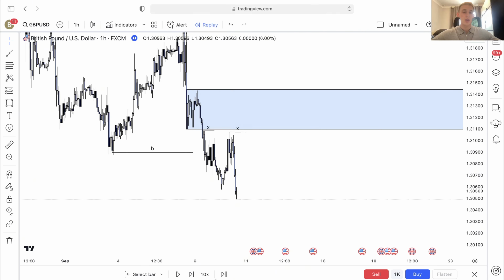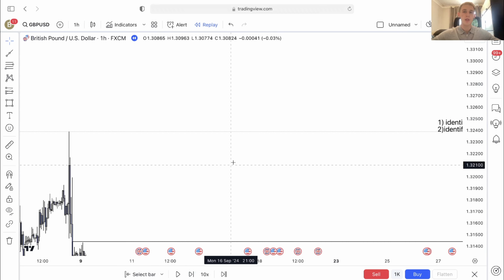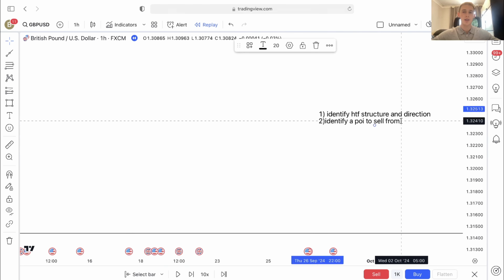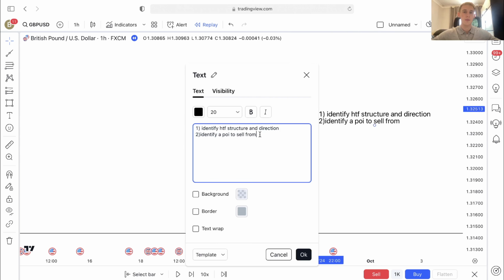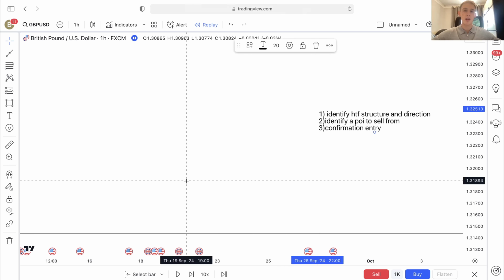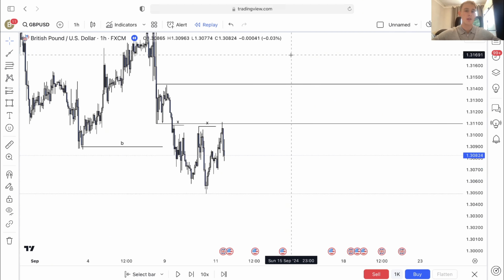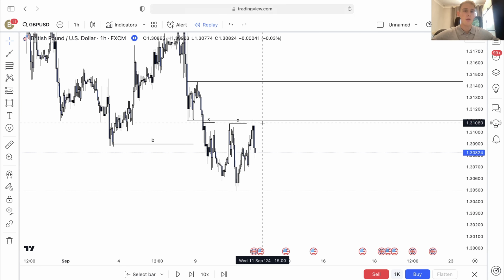like so, that brings us to step 3, which is simply to go on the lower time frames and identify a shift in market structure. Step 3, I'll just call it the confirmation entry. And I speak about this a lot, and I have done in previous videos as well. But basically, when price comes into our points of interest, we need a reason to get into the trade.